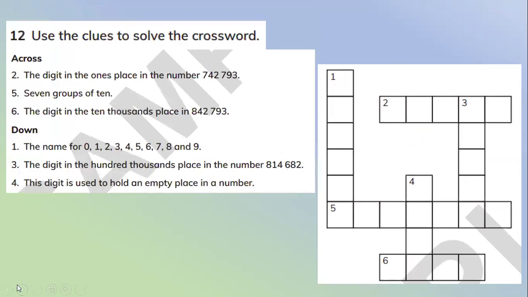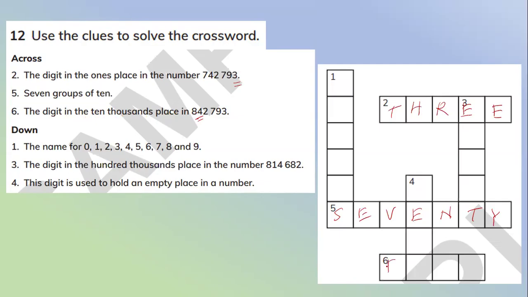Number 12. Use the clues to solve the crossword. Okay, across 2 is the digit in the ones place in the number 742,793. Ones place is 3. Okay, number 2 is THREE. 5 across, 7 groups of 10. 7 groups of 10 is 70. SEVENTY.